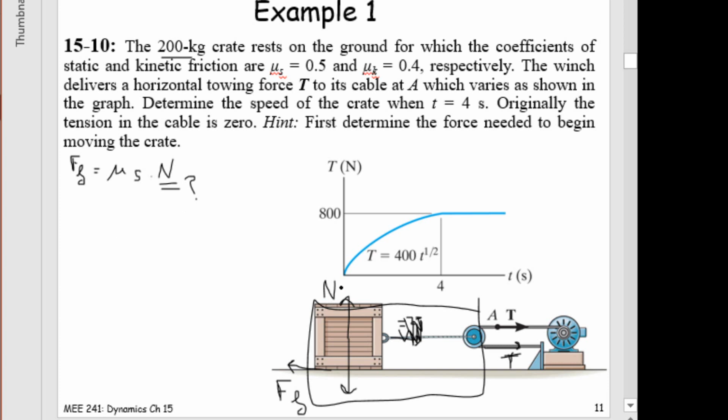Of course, guys, n could be found by using Newton's first law in the y direction, alright? So the sum of forces in the y direction will be equal to 0. And in this case, n minus the weight is equal to 0, and then n is equal to the weight, and the weight will be equal to 200, the mass, times the gravity, alright? So n will be equal to 1962 Newtons.